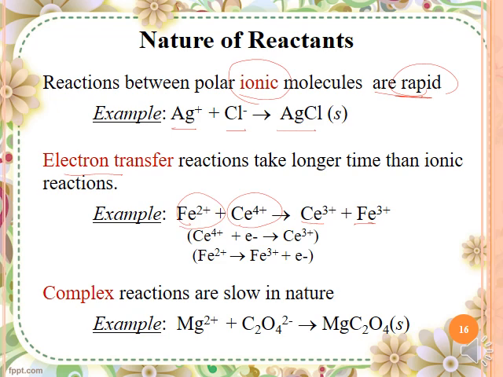the ionic reaction. Another reaction type is a complex reaction, for example the reaction between magnesium 2 plus ion and oxalate 2 minus forming magnesium oxalate solid. This reaction is slow in nature. So the nature of the reactant will affect the rate of the reaction.